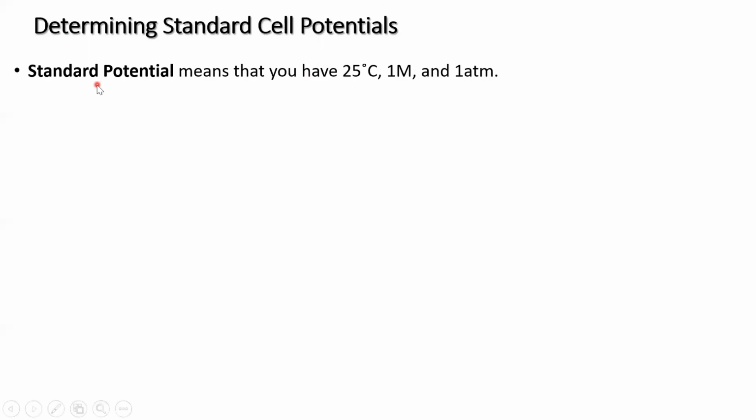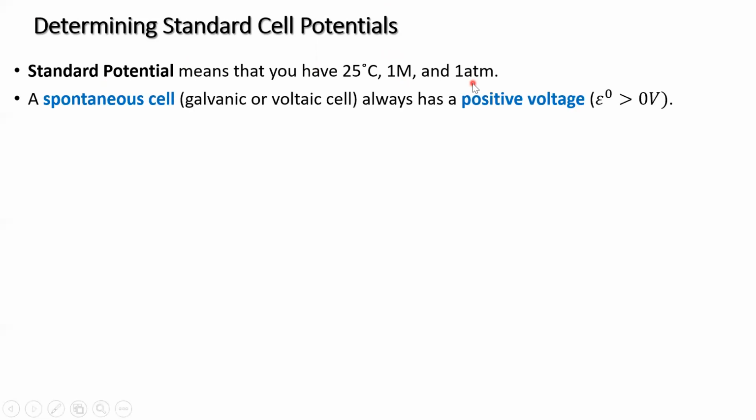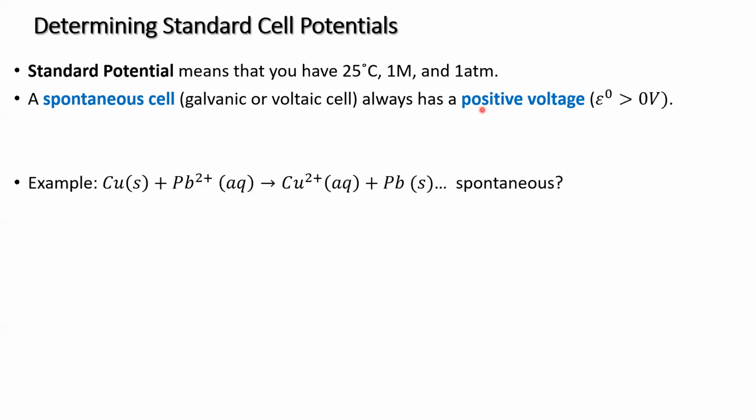So let's apply this. Okay, now that we've gone through kind of what it all means, let's apply it in some questions. So let's say that we're looking at a standard potential, okay, which is at 25 degrees Celsius, 1 molar solutions, and 1 ATM if we're looking at gases. A spontaneous cell, a galvanic cell or a voltaic cell, will always have a positive voltage. So let's look at this example.